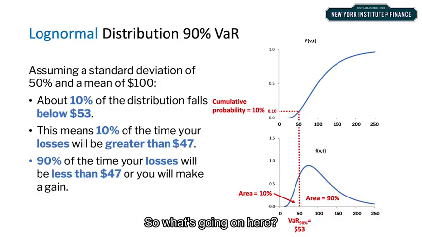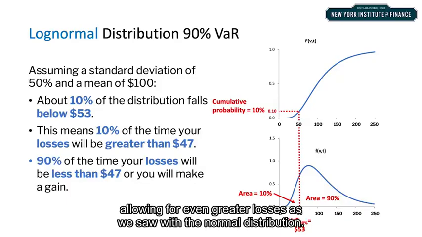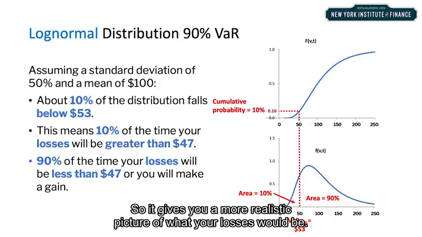So what's going on here? Since a log normal distribution cuts off losses at zero, it's not allowing for even greater losses as we saw with the normal distribution. So it gives you a more realistic picture of what your losses would be.